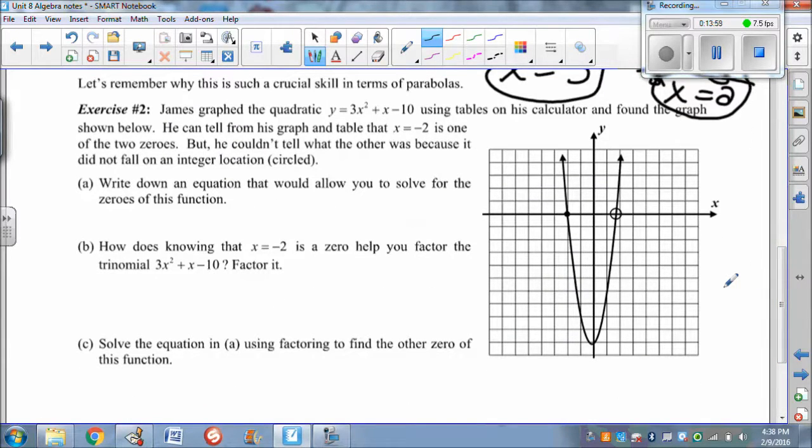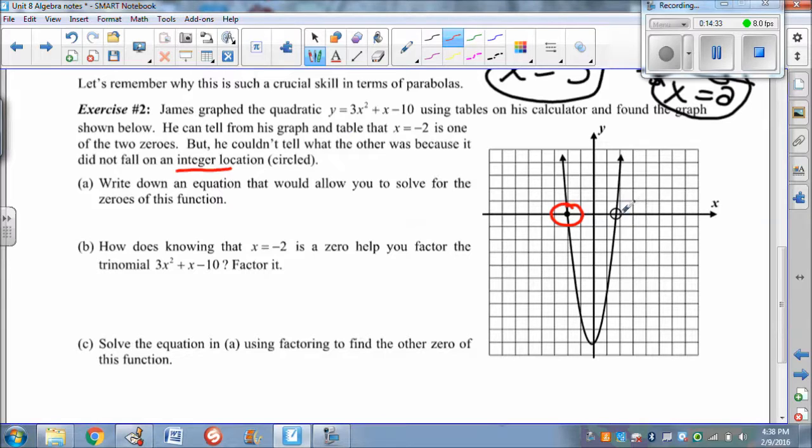So James graphed this quadratic here using tables on his calculator, and he found the graph shown below. So it's graphed for us. He can tell from his graph and the table that x equals negative 2 is one of the 2 zeros. X equals negative 2. Yeah, that crosses right there at negative 2. All right. But he couldn't tell what the other was because it did not fall on an integer location.